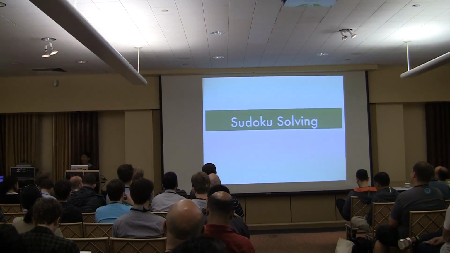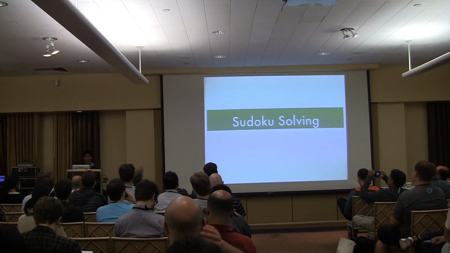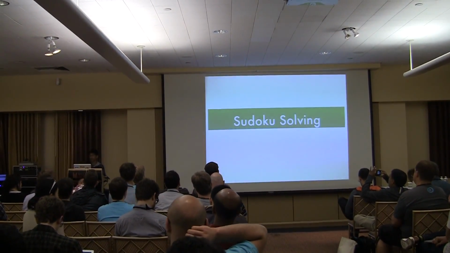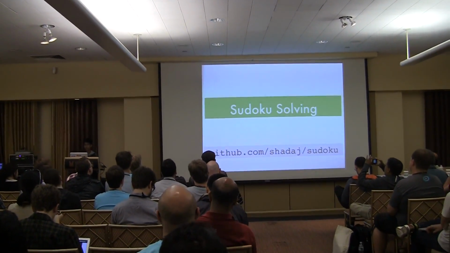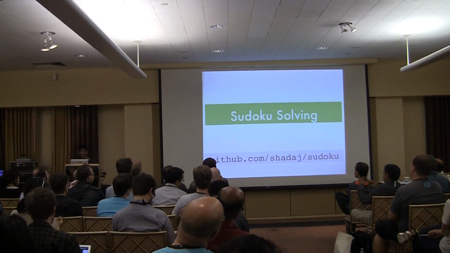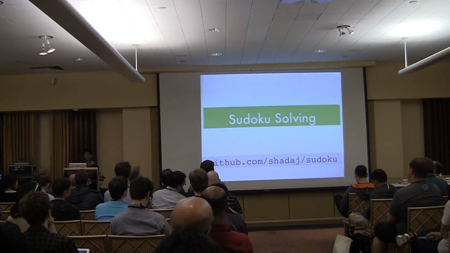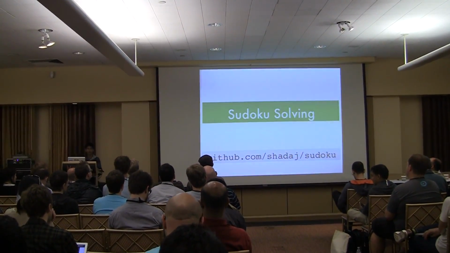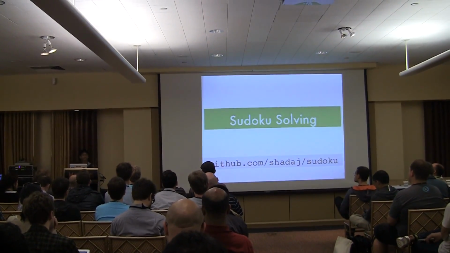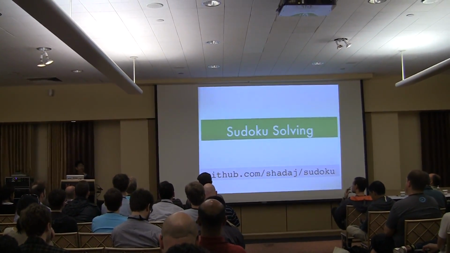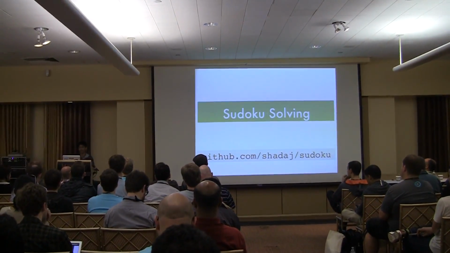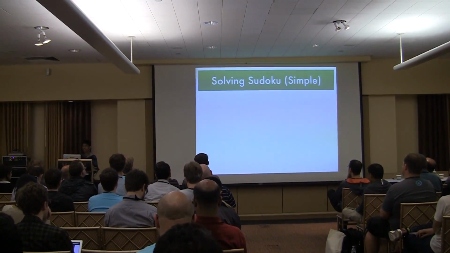One of the places where I applied what I learned from the algorithms courses was in Sudoku solving. And you can see my Sudoku solver at this GitHub repository. Sudoku solving is essentially a depth first search problem. First I'll explain two ways that we can solve Sudoku puzzles, and then I'll show you my implementation of it in Scala. So first, the simple way.